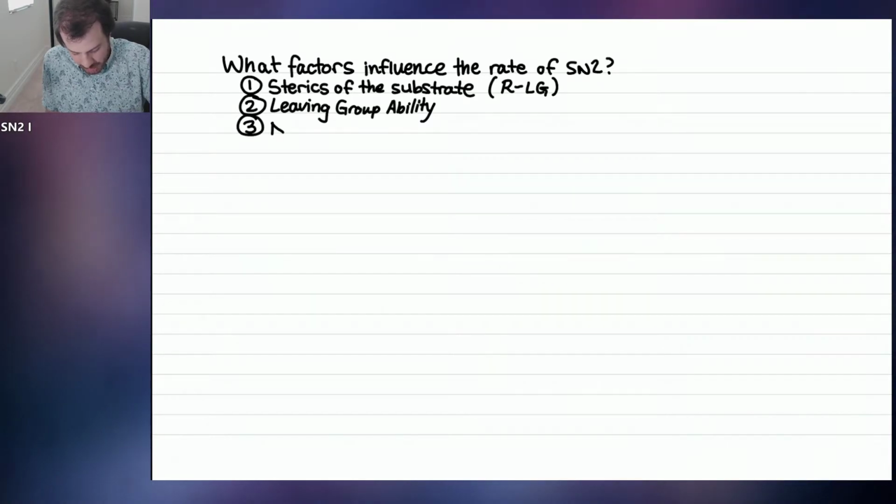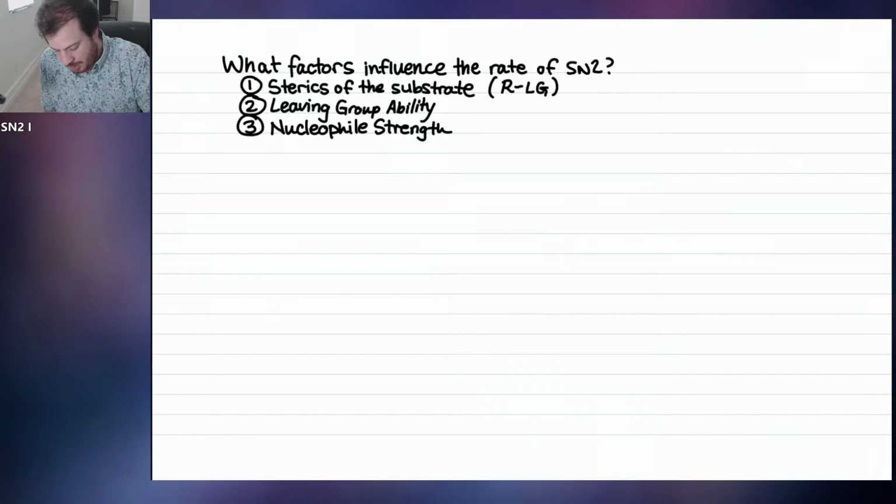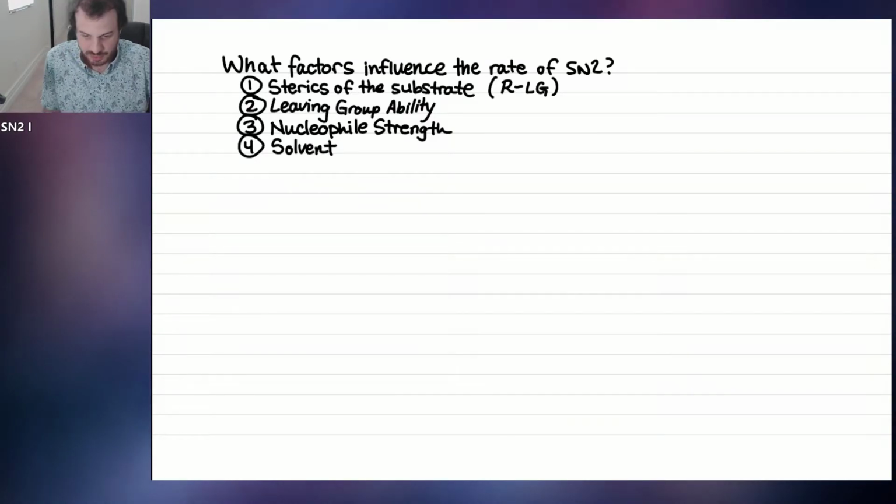Number 3, nucleophile strength. And we won't talk about this today, but we will talk about this in the next lesson. Okay, this is another no-brainer. The stronger the nucleophile, the more quickly the SN2 reaction will occur. And then number 4, and this is not so obvious, the solvent. Solvent affects the rate of the SN2 reaction. That may not be so obvious.